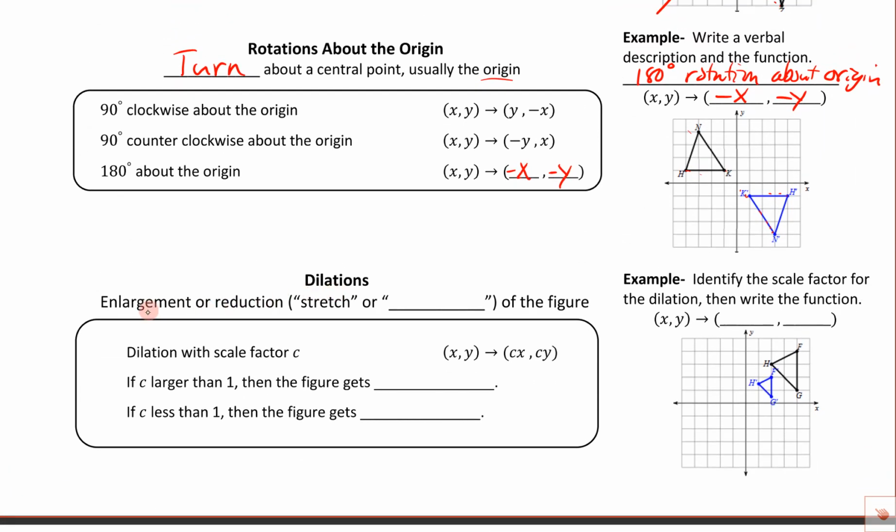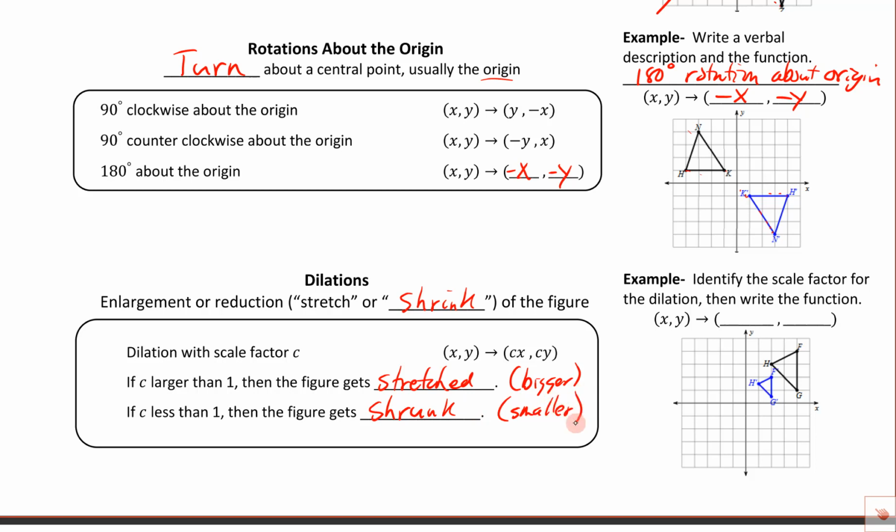And dilations, these are where we either enlarge the figure or reduce the size of the figure. We use kind of simple terms like stretch or shrink. Stretch means it gets bigger, shrink means it gets smaller. So a dilation with a scale factor of c, here's what we do. We take each one of the coordinates, the x and the y coordinate, and we just simply multiply each one of them by whatever the number is. So if we're multiplying by a number that's larger than 1, then the figure gets stretched, it gets bigger. Okay, so I'm going to write bigger over here. And if c is less than 1, if the scale factor is less than 1, then the figure gets shrunk. In other words, it gets smaller.